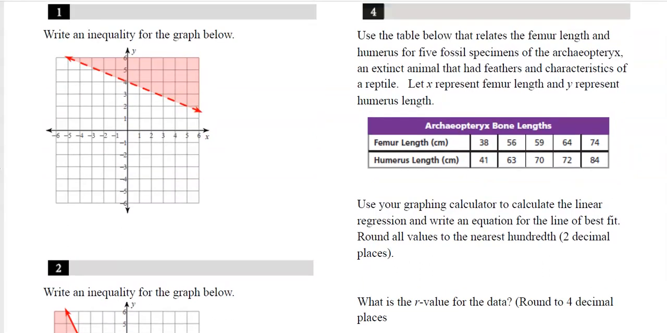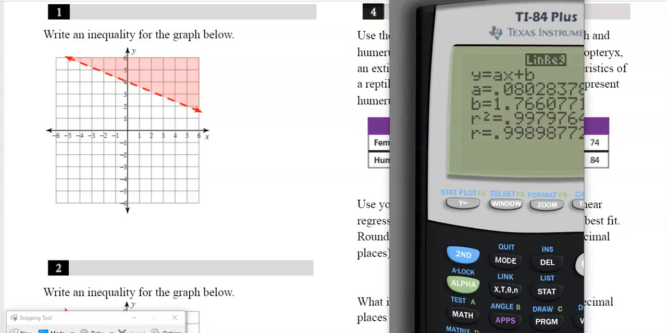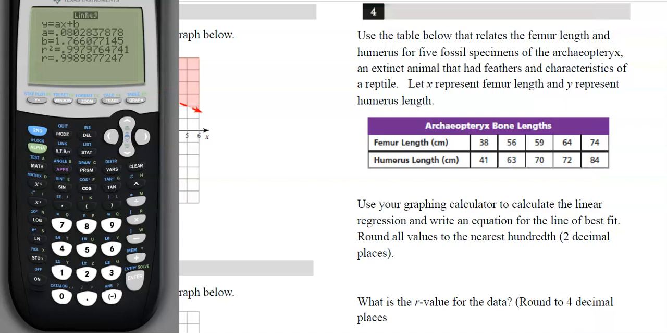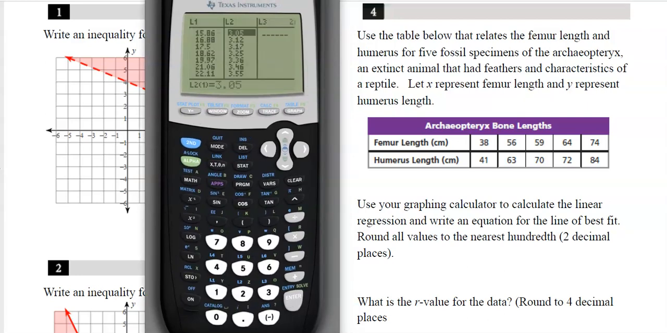I got to punch these into my graphing calculator, so I'm going to pull up my graphing calculator here. And let's just do that. And I'll kind of move this over a little closer. And let me go to stat. And we will edit. And I got to clear out my old list. So clear, enter, arrow over, clear, enter. Got to punch these numbers in.